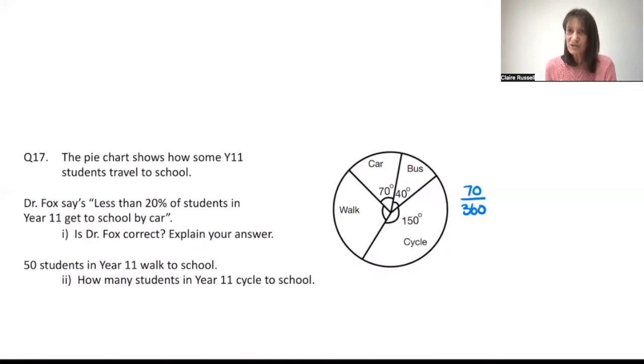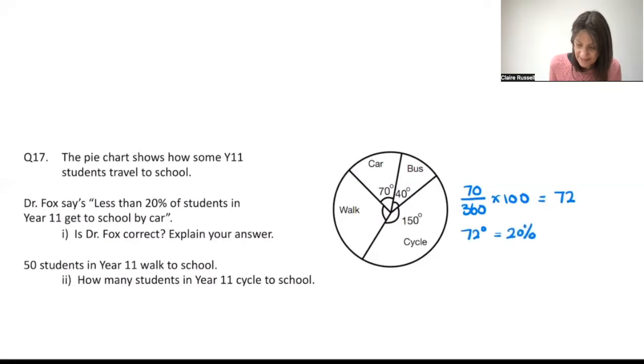Now, to change a fraction to a percentage, we times through by 100. So once we've done that, we get the answer of 72. Okay. So 72 degrees, this is what this is telling us, 72 degrees is equal to 20%. The car is 70%, which is less. And Dr. Fox says it's less than 20%. So he is correct. All right.